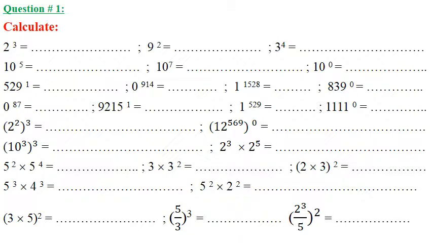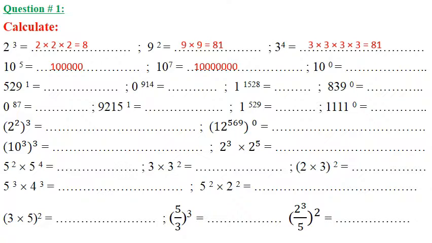2 cube is written as a repeated multiplication sentence, so it's written 2 times 2 times 2, and you know the answer is 8. 9 squared, we should write it 9 times 9, and the answer is 81. 3 to the power 4 is 3 times 3 times 3 times 3, the answer is 81. 10 to the power 5 is a power of 10, so from the base we take the 1 and we add 5 zeros as the exponent. Also 10 to the power 7, we take 1 from the base and we add 7 zeros as the exponent.